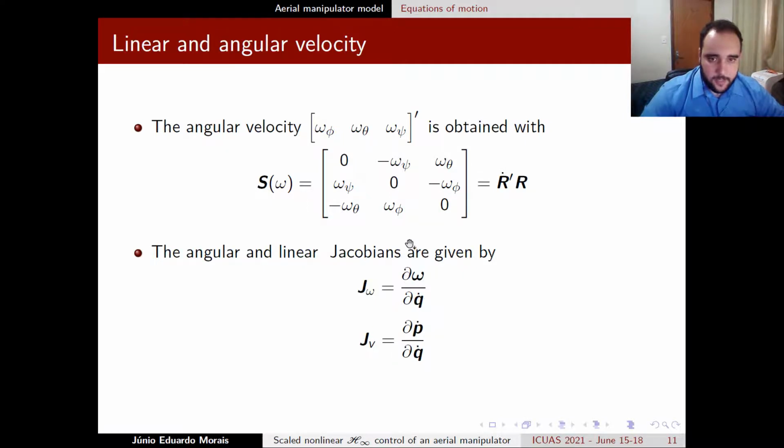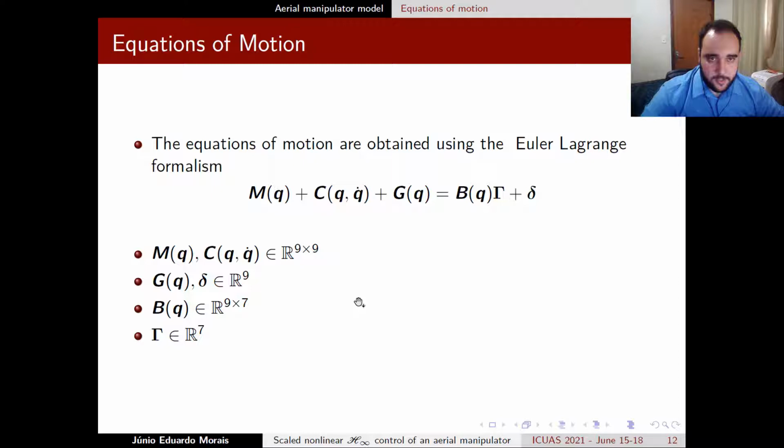And first, we then define the angular velocity of the system using the properties of the rotation matrix that, as we do this operation here, we obtain a skew-symmetric matrix from which we can calculate the components of this angular velocity vector here. Using this velocity vector, we can then define the Jacobians given by these equations here. Knowing the Jacobians, we can then proceed to obtain the equations of motion of the system by using the Euler-Lagrange formulas.